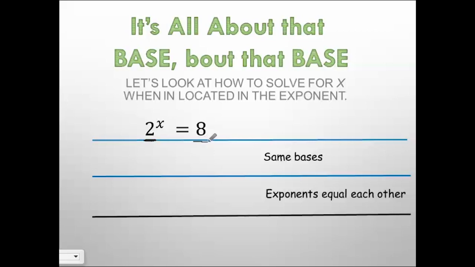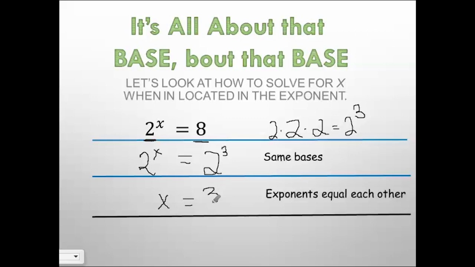Well, this one just says 8. So I need to think of a way that I could rewrite 8 to have the same base as 2. So if we remember, 8 means 2 times 2 times 2, right? 2 times 2 is 4, 4 times 2 is 8. Or we could say that this means 2 to the power of 3. So I can rewrite 8 as 2 to the power of 3. So that would mean, if they have the same bases, that we can just set our exponents equal to each other. So in this case, I can say that x is equal to 3.